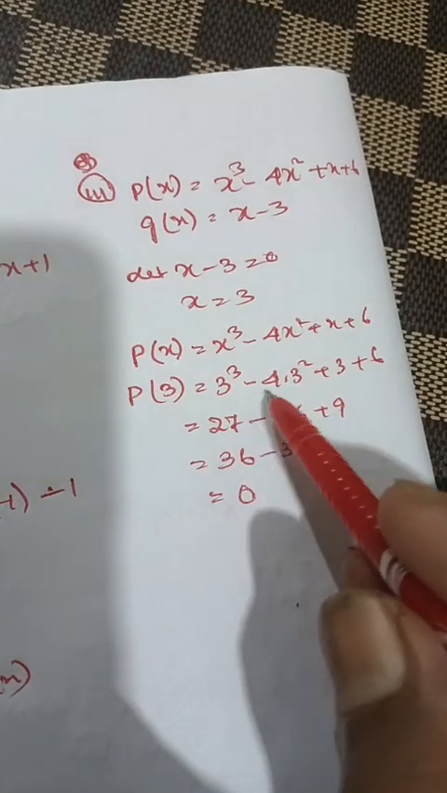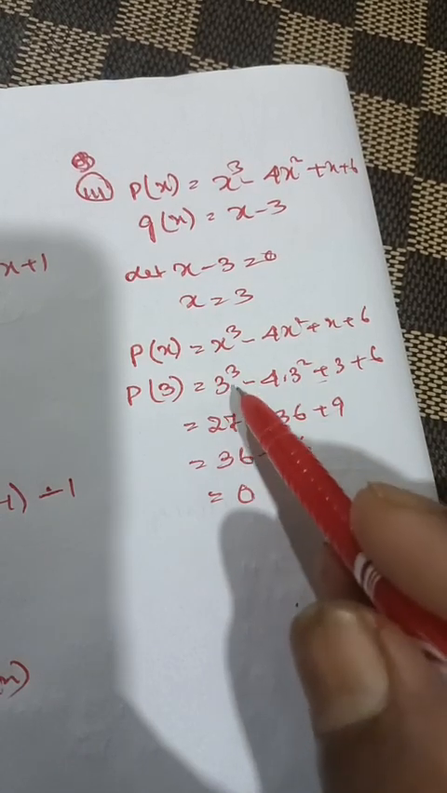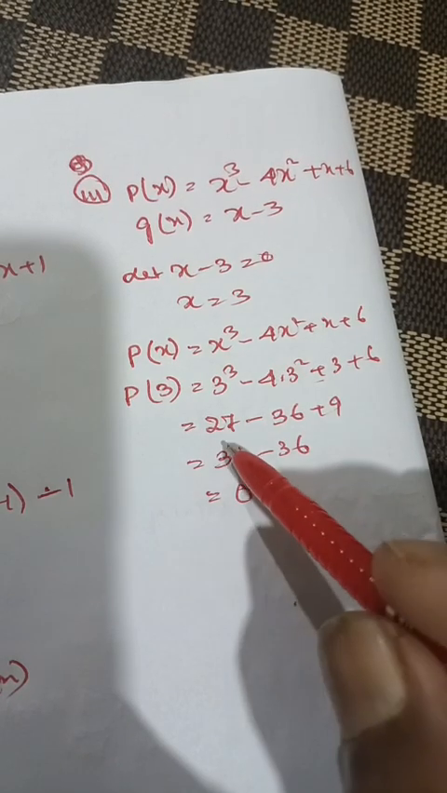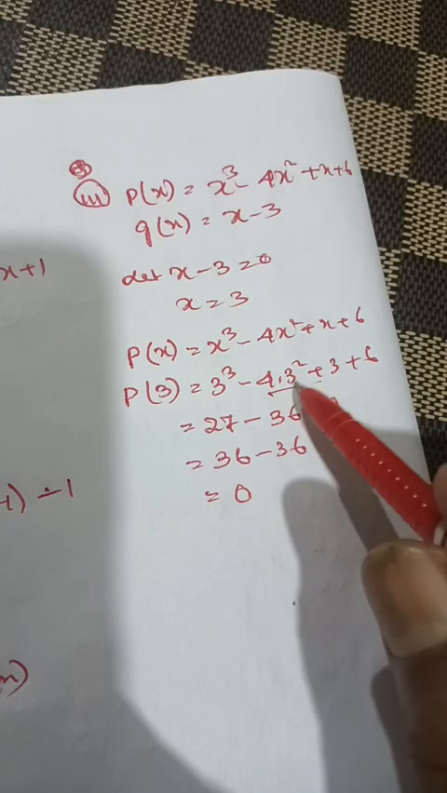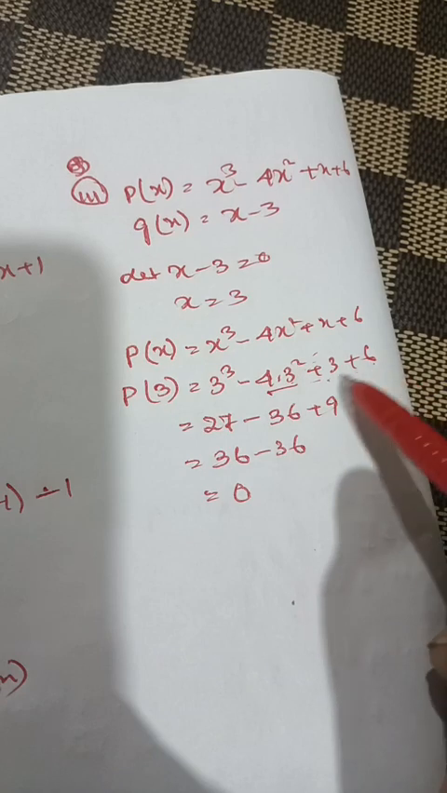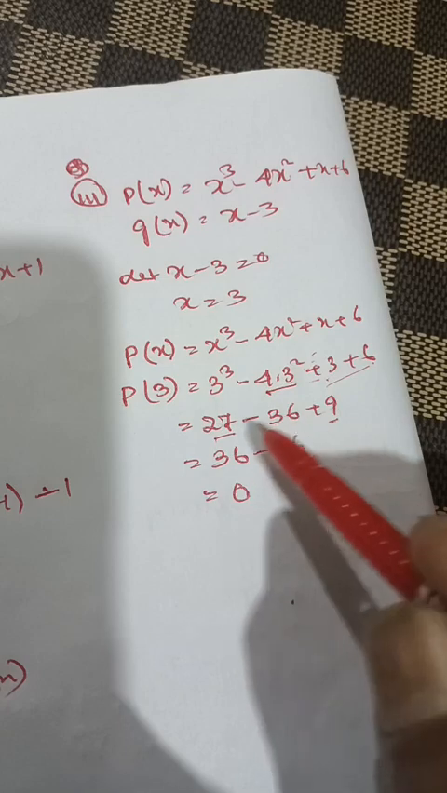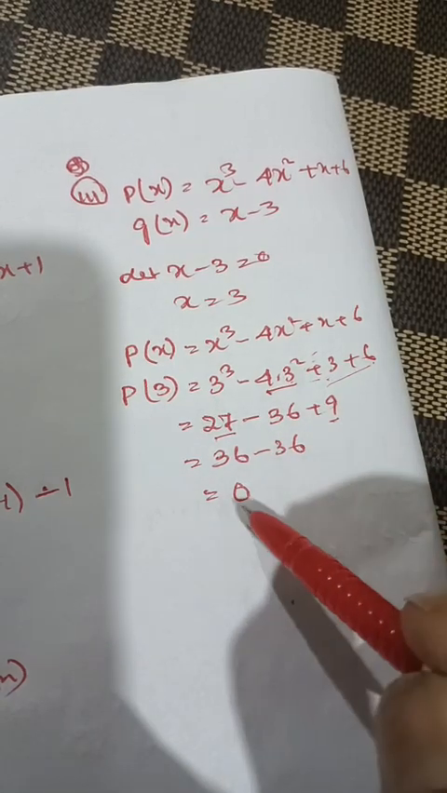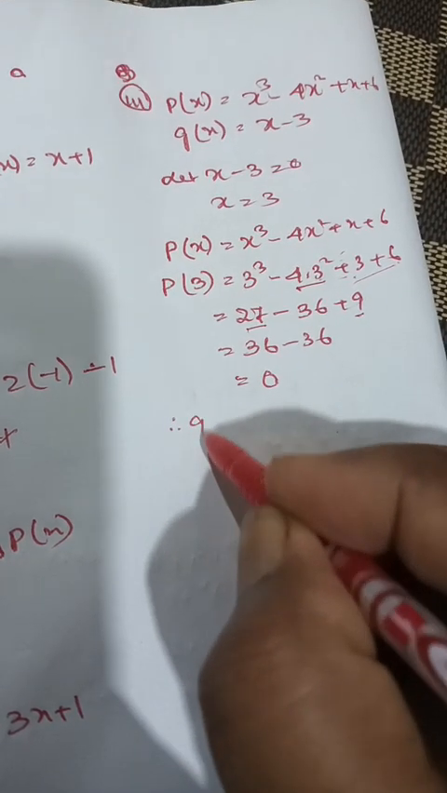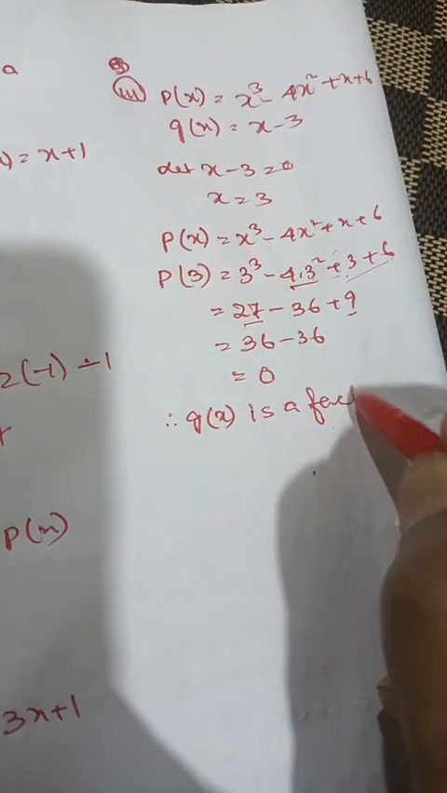So you just do the calculation according to your method. If you don't know the value of 3 cube is 27, then you multiply 3 into 3 into 3. 3 square means 3 into 3, that is 9, 9 into 4 is 36. Here plus 3 and plus 6, I have added these together. So here you see 27 is positive, 9 is also positive. So 27 plus 9 is 36 minus 36, that is equal to 0. So if you get 0, therefore you write g(x) is a factor of p(x).